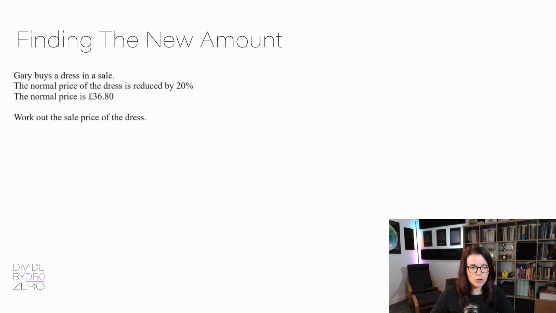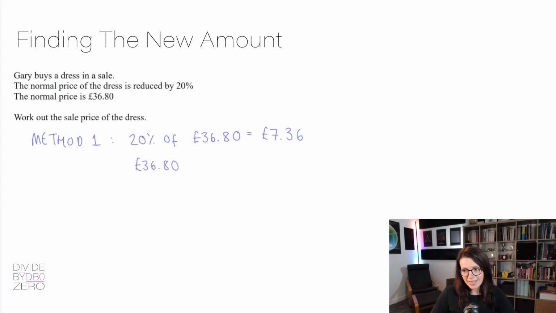Next idea is finding a new amount after a percentage change, and I'll show you two methods for this question. So Gary buys a dress in a sale. The normal price of the dress is reduced by 20%. The normal price is £36.80. Work out the sale price of the dress. Method 1, you work out 20% of £36.80 using the methods that we saw earlier to get £7.36. And then you just take that off the normal price of the dress, £36.80, take away that reduction of 20%, so take away £7.36, and the sale price of the dress, therefore, is £29.44.